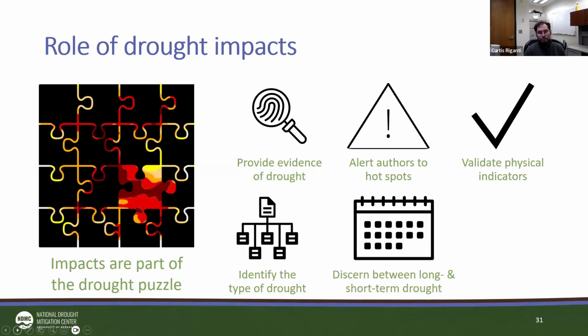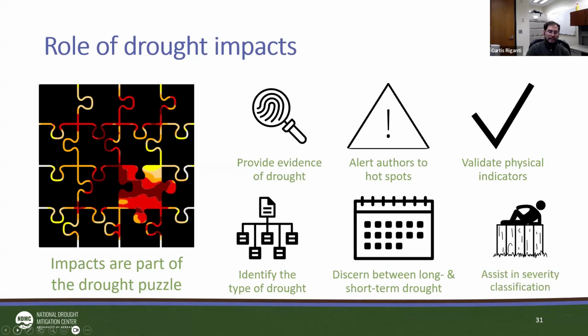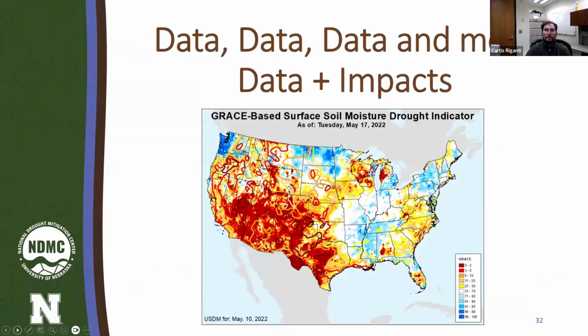Also, you can use them to identify the different types of droughts that you're looking at. So there are certain impacts that will be more associated with short-term drought in some areas, long-term drought in some other areas. So they also help us when we're drawing those impact lines on the map. And again, they can help contextualize different data sets that then assist in the drought severity classification, but impacts on their own will not change the map.